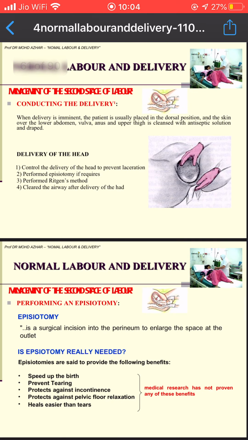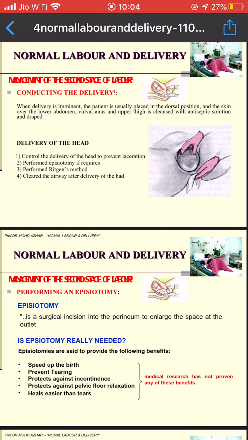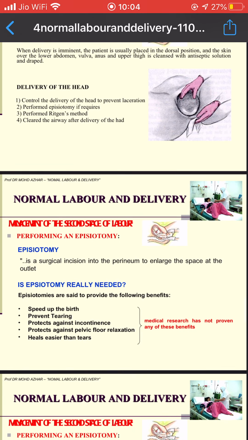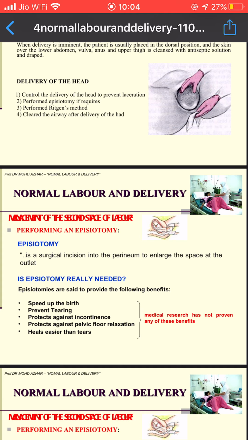Conducting the delivery. When delivery is imminent, the patient is usually placed in the lithotomy position and the skin of the lower abdomen, vulva, anus and upper thigh is cleansed with betadine or any antiseptic solution. Now coming to the delivery of the head, you should control the delivery of the head to prevent any laceration or perineal tear. In a primigravida, you always prefer to go for an episiotomy, which is a planned incision on the perineum, and then you perform the Ritgen's method. After the birth of the head, you clear the airway.